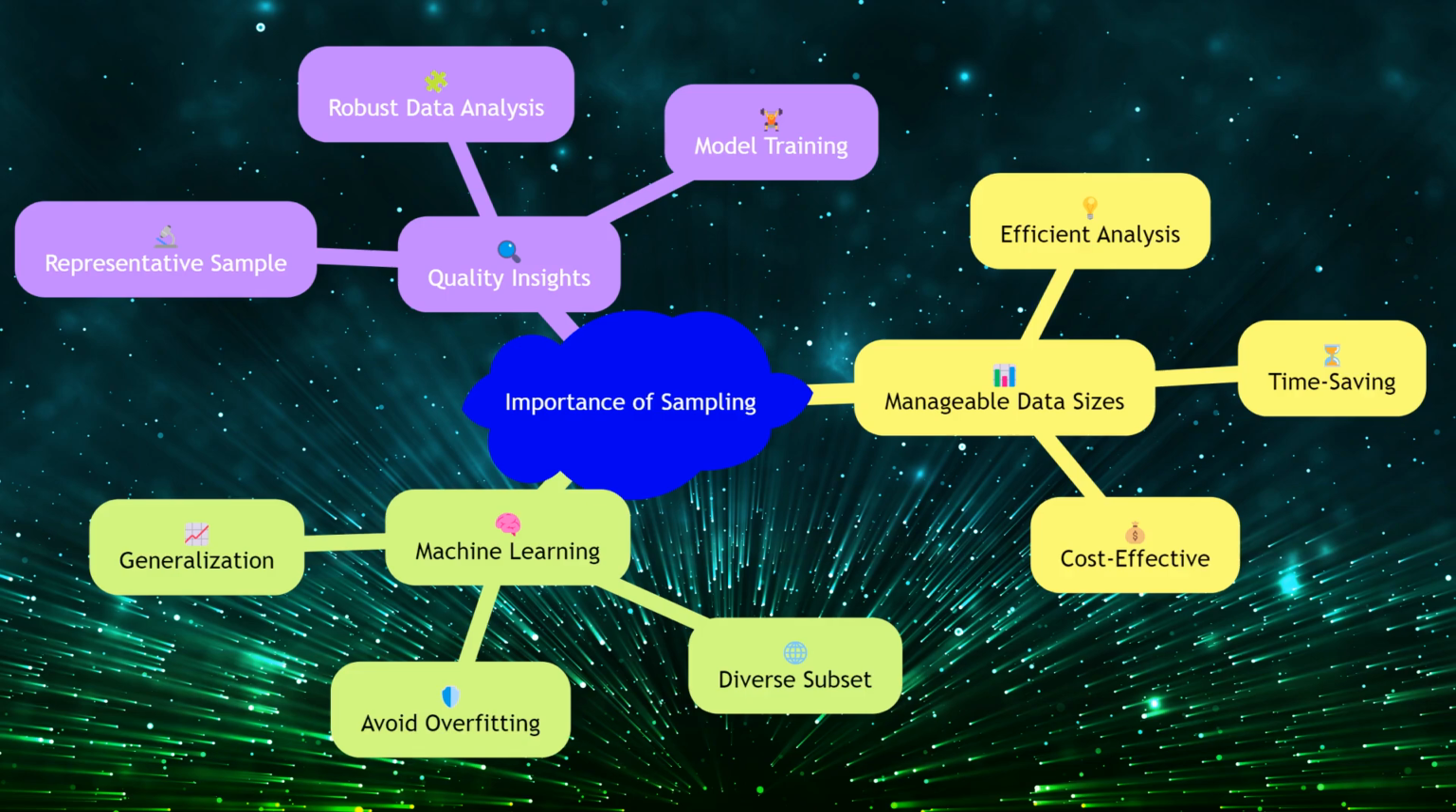Moreover, sampling helps in avoiding overfitting in machine learning models by ensuring that the model is trained on a diverse subset of data. This diversity is crucial for the model's ability to generalize well to unseen data. Thus, effective sampling is a cornerstone of robust data analysis and model training.